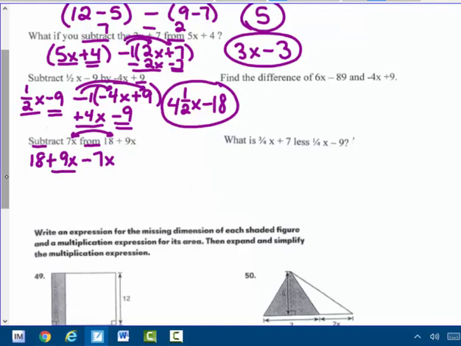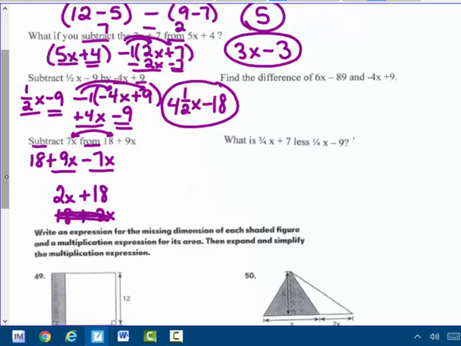So 9x, take away 7x gives you 2x, and yes, I'm going to put that first because I like to have my variable term first, correct algebraic order here, variable term and then constant after. So yes, it is the same answer, 18 plus 2x, just not best form. Best form is putting the algebra first, 2x plus 18.